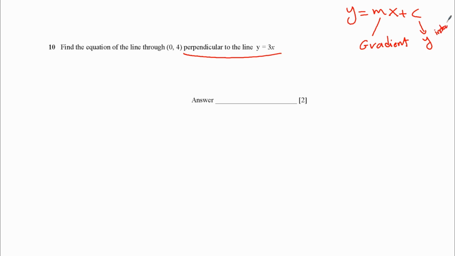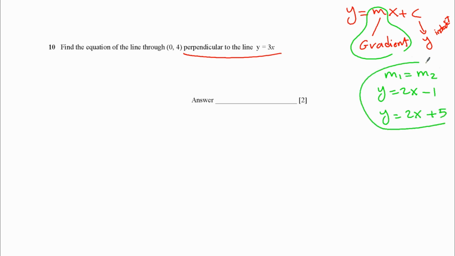Parallel or perpendicular, they are directly related to the gradient or slope of a line. We know that two lines are parallel if the gradients are equal. So if the m of two equations of lines are equal, then those two lines are parallel. The example of this is y equals 2x minus 1 and y equals 2x plus 5. The gradients of these two lines are equal, so therefore they are parallel.